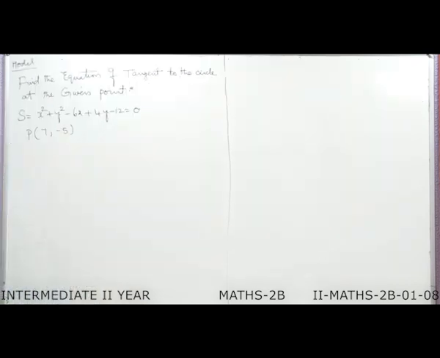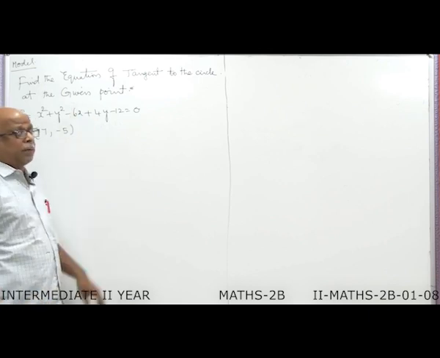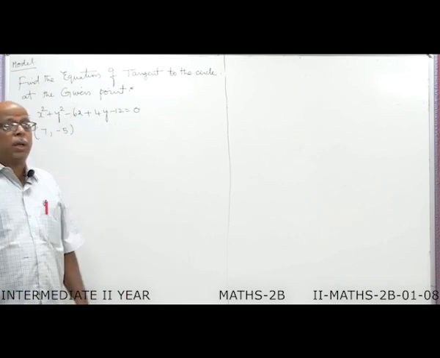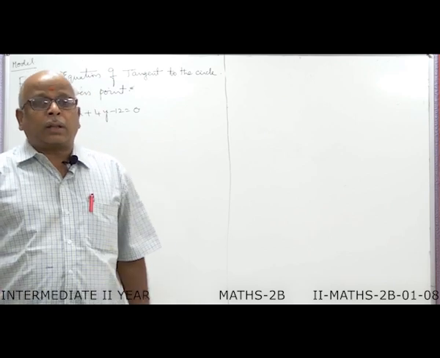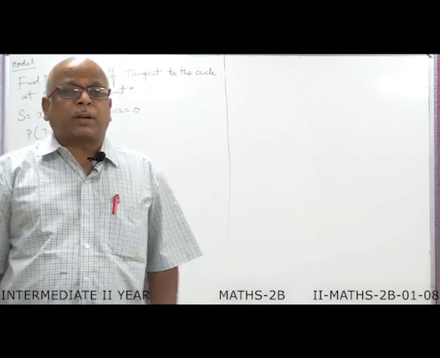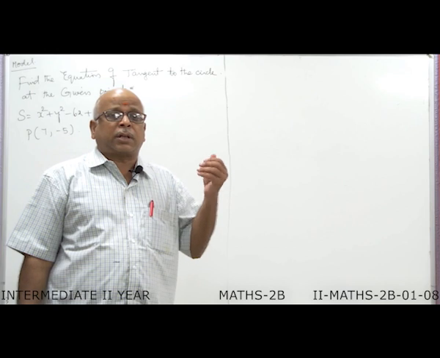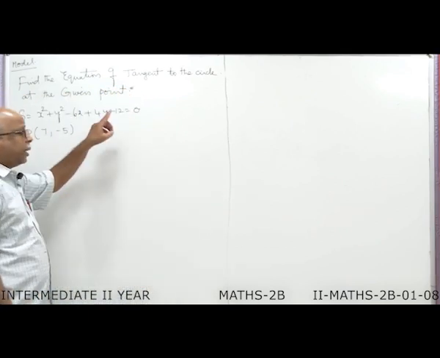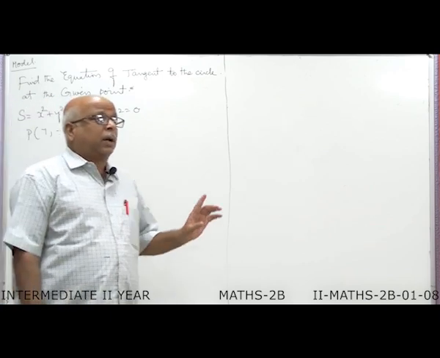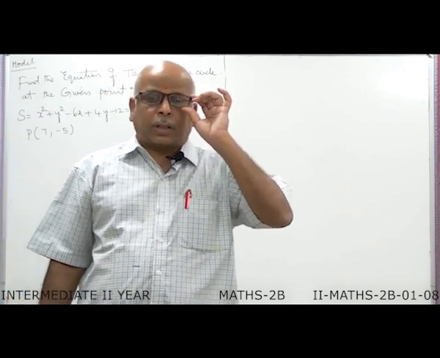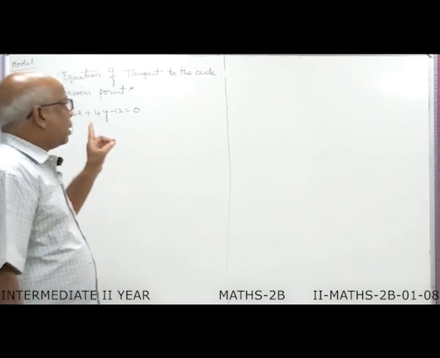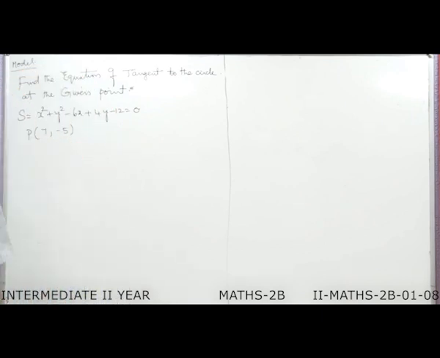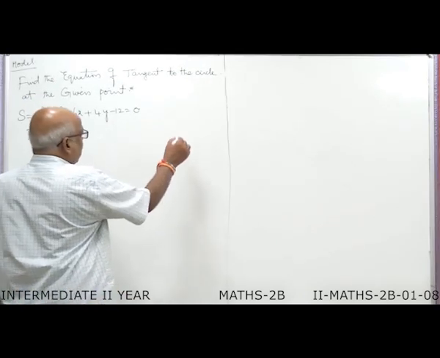The equation of tangent to the circle at the given point. Here the meaning of the problem is find the equation of tangent to the circle, meaning circle equation is given, that is inherent meaning. At the given point, in addition to that, at one particular point on the circle, we are supposed to find out equation of tangent. Then what to do? Let us draw the diagram.